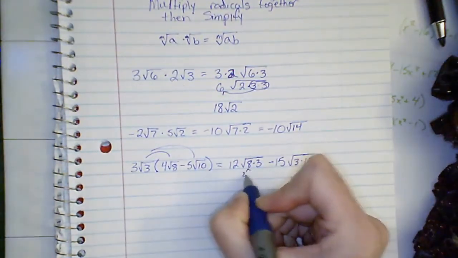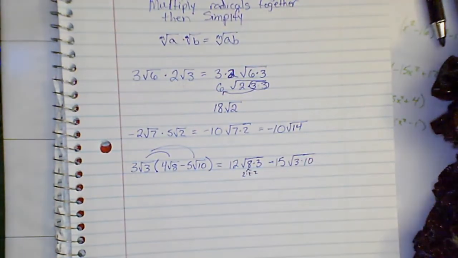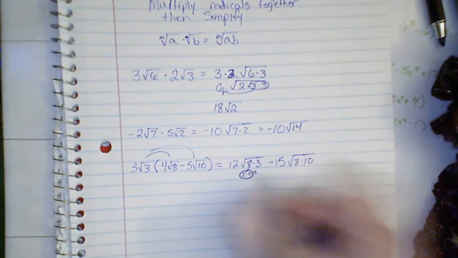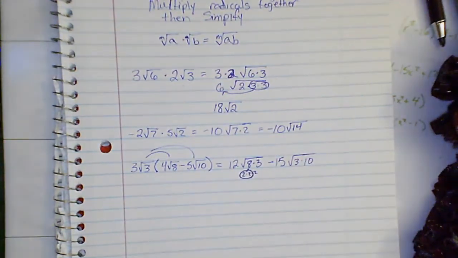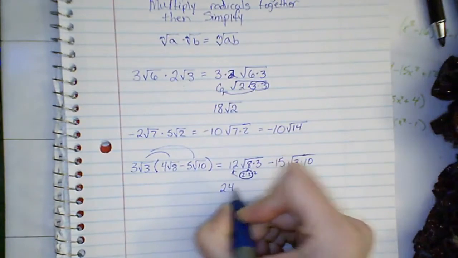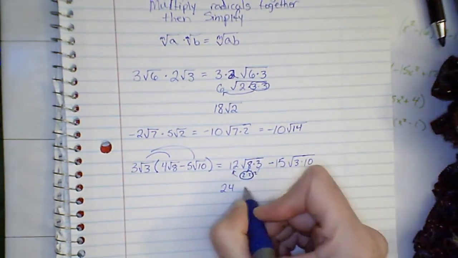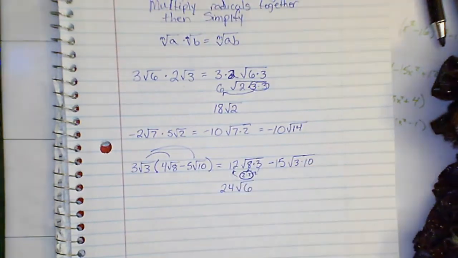So now we can simplify. The 8 can be broken down into 3 2's. The 2's can be circled. There's a pair of 2's. One of them comes out and meets with the 12. So we'll have 24. 2 times 12 is 24. And then we'll have 3 and 2 left over, which is a 6.